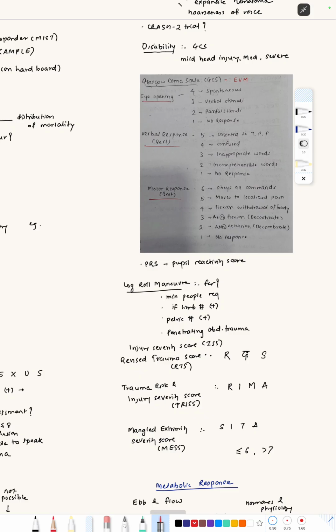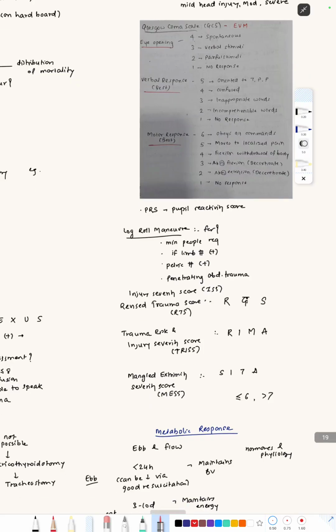Then the motor response. 1 is no response, second is decerebrate rigidity, that is extension; the third is decorticate rigidity, that is flexion; the fourth is the patient does a flexion withdrawal from the painful stimuli. Then fifth is he is able to localize the site of painful stimuli by using the other limb, and sixth is he obeys all the commands. Along with the GCS score, the pupillary reactivity score is also added.